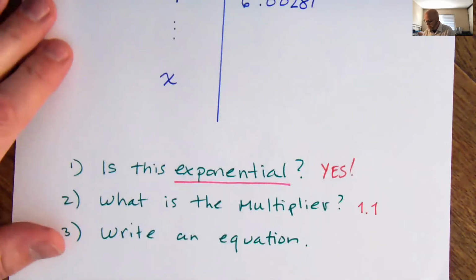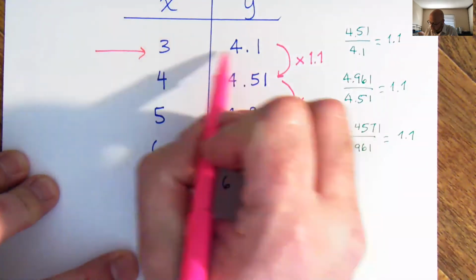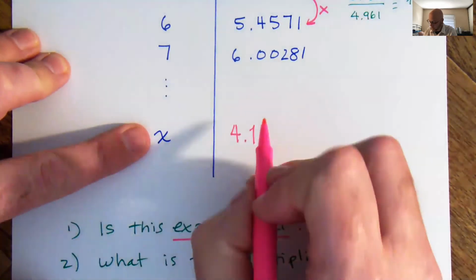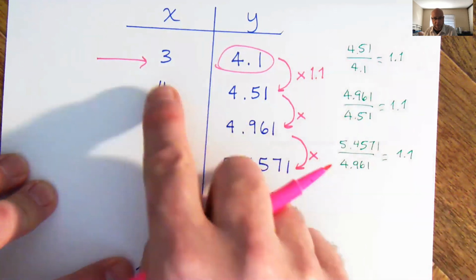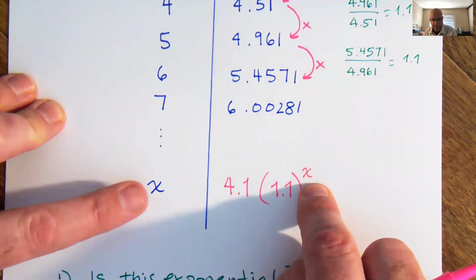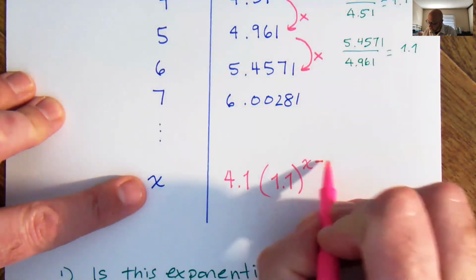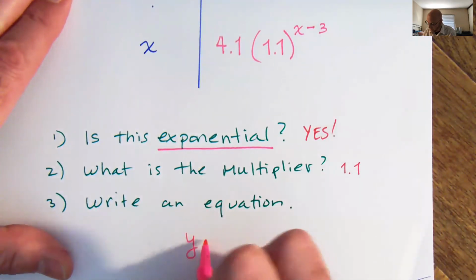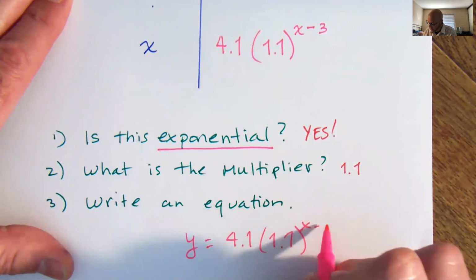All right, so I think we're ready to write our equation. I'm going to use the same format. The top row is going to give me my starting number. That's the number I would begin my process with. And then I'm going to multiply repeatedly by 1.1. But since we're beginning on row 3, I don't need to do all of the multiplications. 3 of them apparently have already been done to be starting here. So it'll be x minus 3. So we'll write our equation then as y equals 4.1 times 1.1 to the x minus 3.